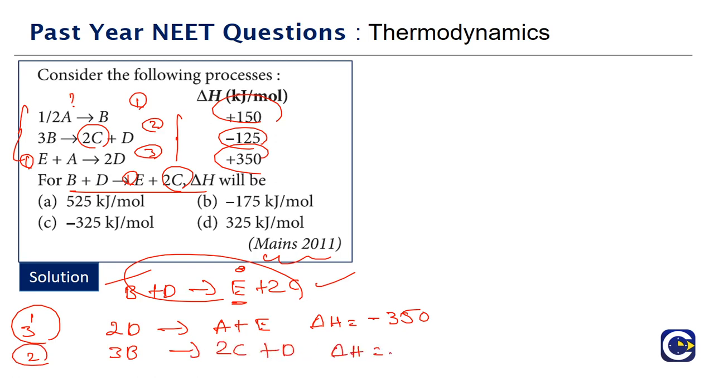For this, enthalpy change will be equal to what? No change, as it is. Second equation, no modification for the second equation. Then comes the task. If you look at the final equation, the final equation does not have A.